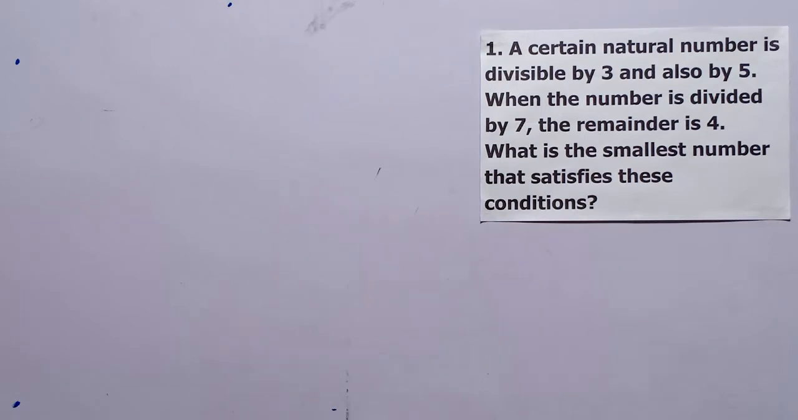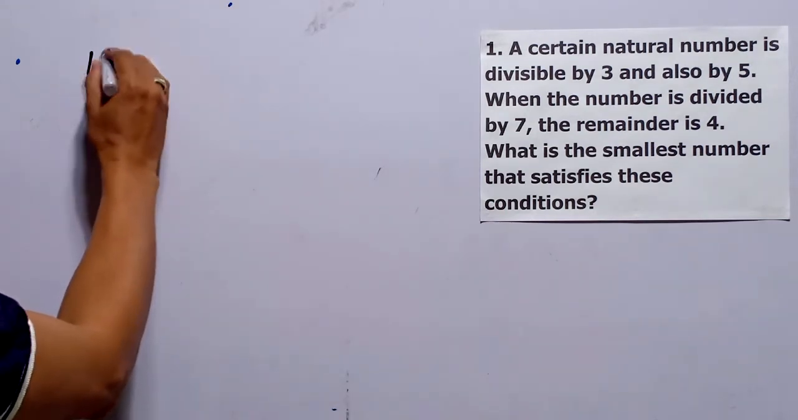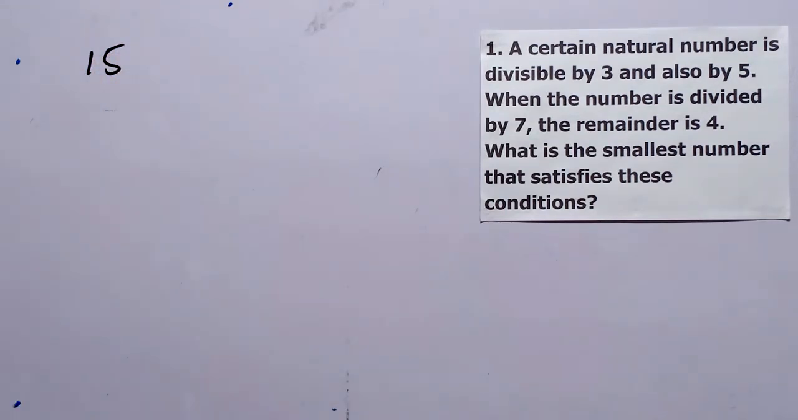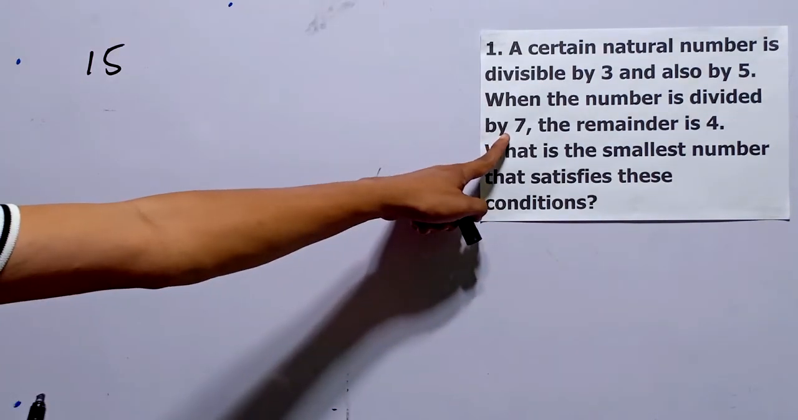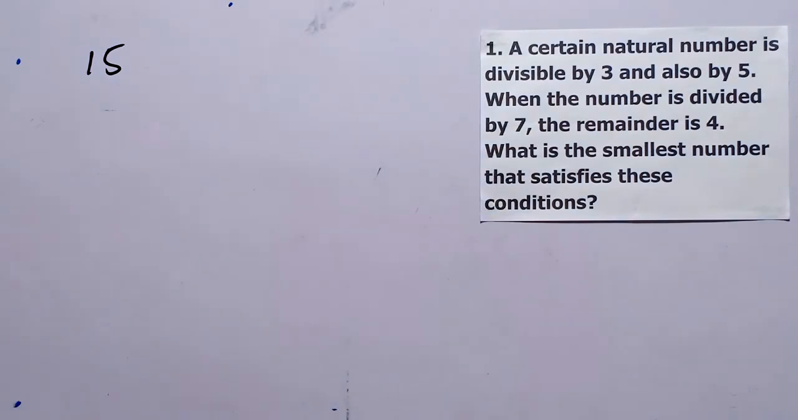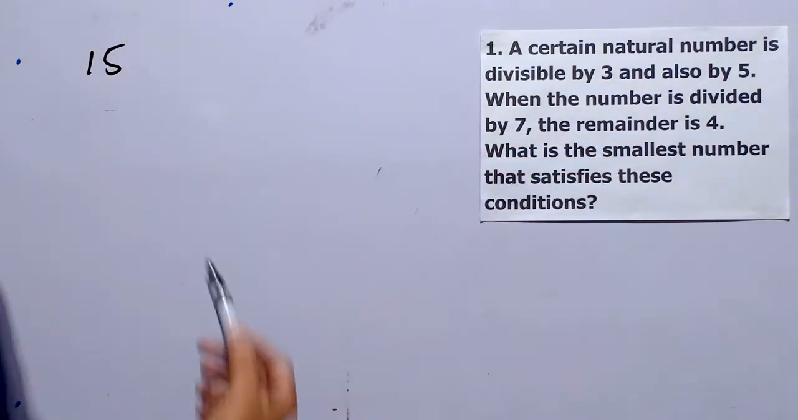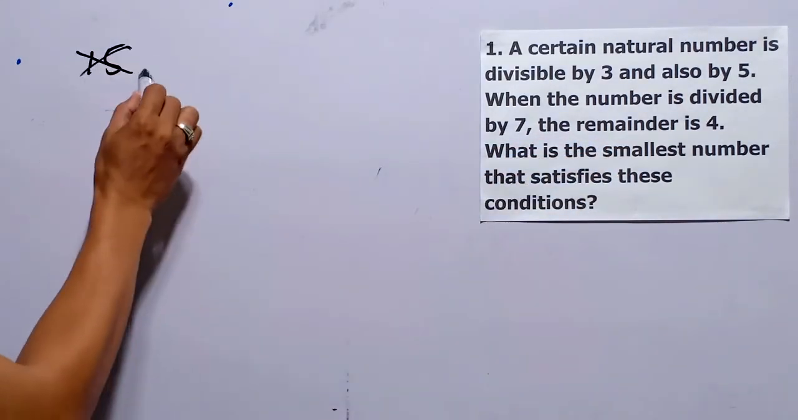First, we have to get the smallest number that is both divisible by 3 and 5, and that is 15, right? So the smallest number that is divisible by both 3 and 5 is 15. But if I divide 15 by 7, the remainder is 1, not 4. So 15 cannot be the answer.